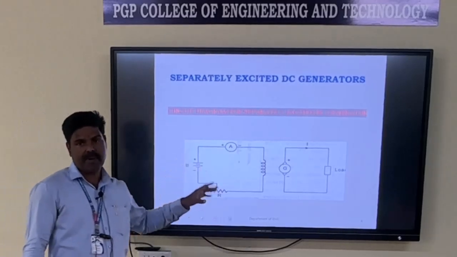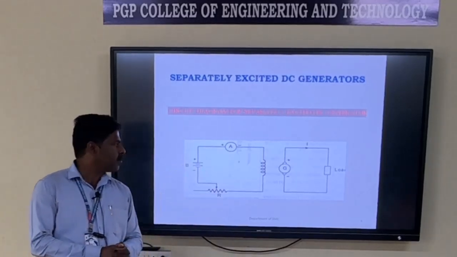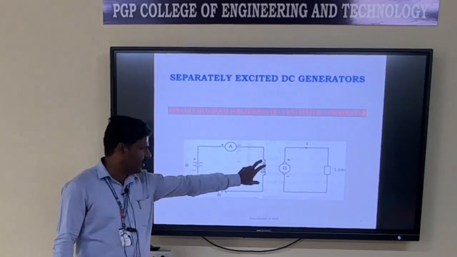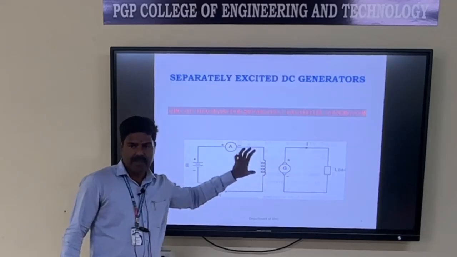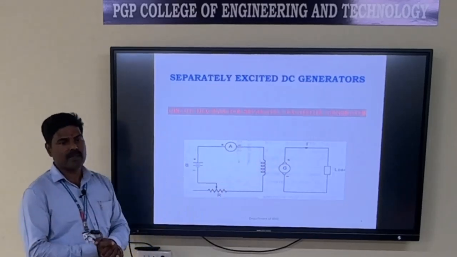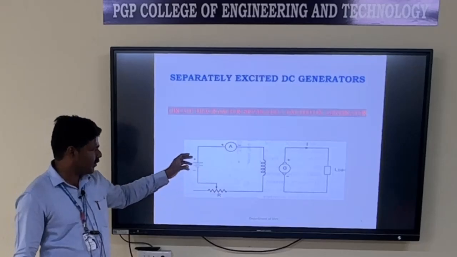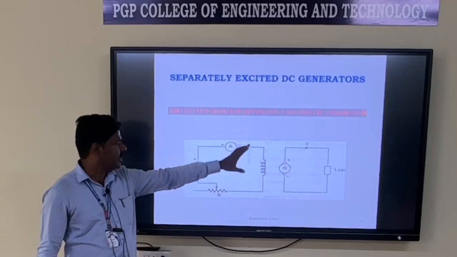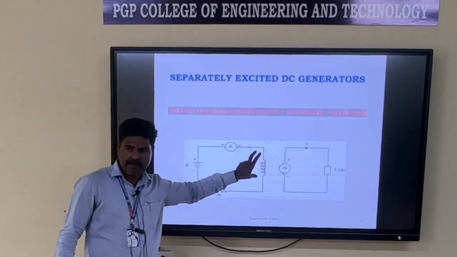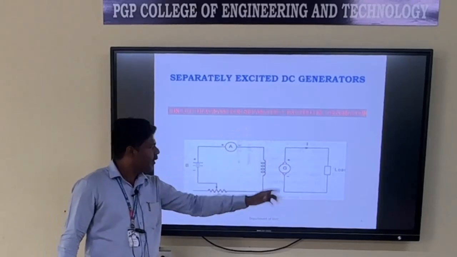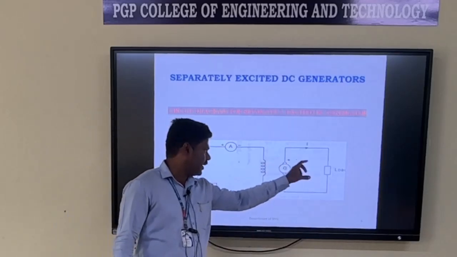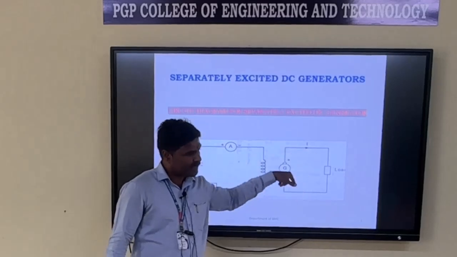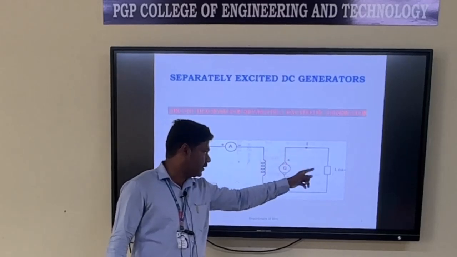This is a circuit diagram for a separately excited DC generator. Here, this one is the field winding and this one is the armature winding. The field winding is excited from an external, separate source of DC supply. This is known as a separately excited DC generator. There is no electrical connection between the field winding and the armature winding. The load is connected across the armature winding. Therefore, the same current flows through the circuit, so the armature current Ia is equal to IL.